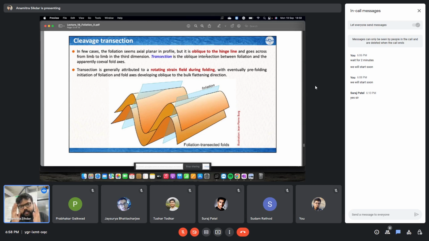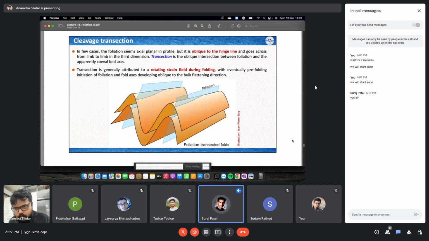If the strain field rotates, so there is a rotational component within the deformation process, the strain field will rotate, and with that the foliation and fold axis may develop obliquely to the bulk flattening direction. The bulk flattening direction is basically which will develop these foliations, and the folds may get rotated. Yes, sir. Do you have any doubt? I can again explain.